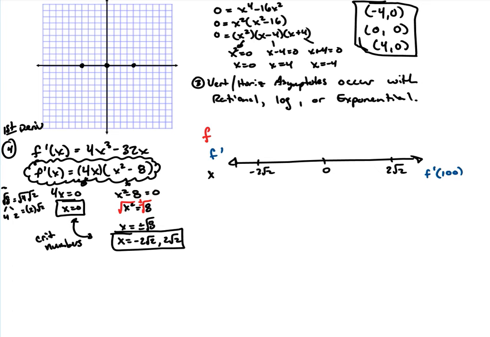All right, so if I plug 100 into our derivative, 4 times 100 would be 400. And then 100 squared is a large number minus 8. That's just going to be positive. I'm just going to write plus. So 400 times a positive value is positive. Remember, all we care about is the sign, so we don't need to actually calculate it all the way.